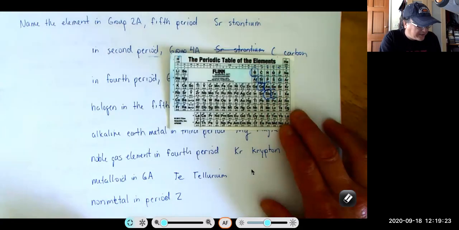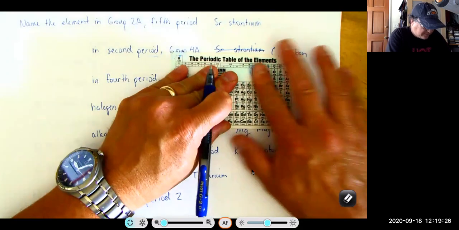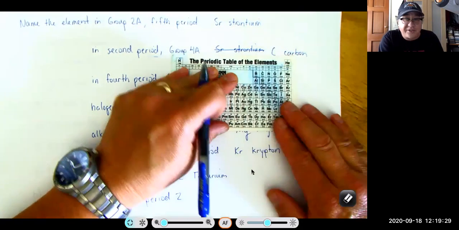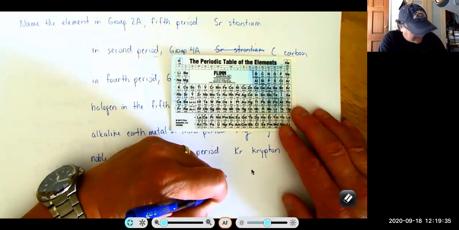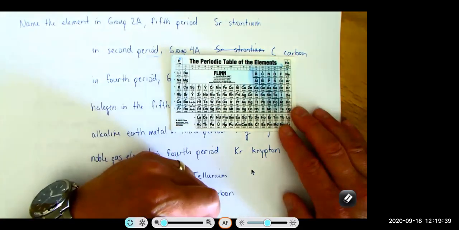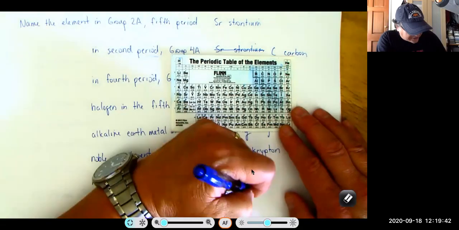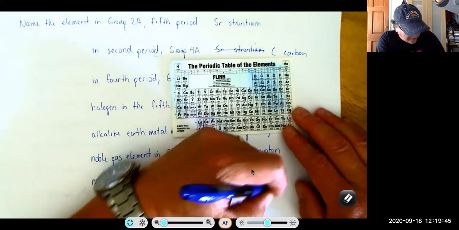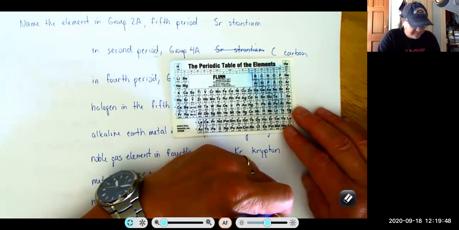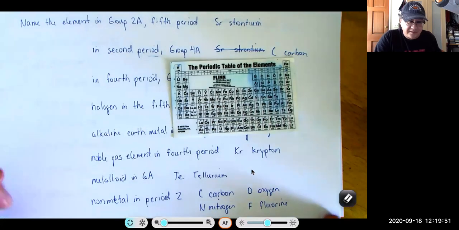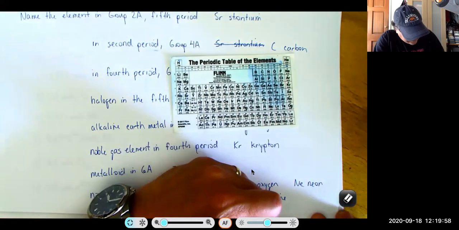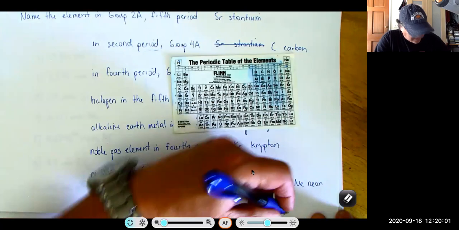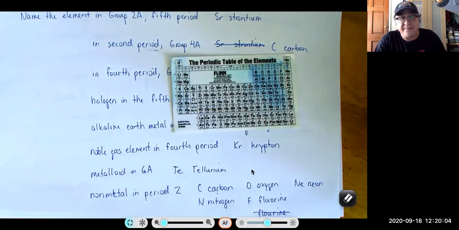How about the nonmetal in period 2? The answer is there's more than one, isn't there? There's carbon. 5 of them. There's nitrogen, yes. There's oxygen. There's fluorine. And look at the spelling of fluorine. And then there's neon. Okay, look at the spelling below fluorine. What does that say? I've crossed it out. Sound it out. What does it say?